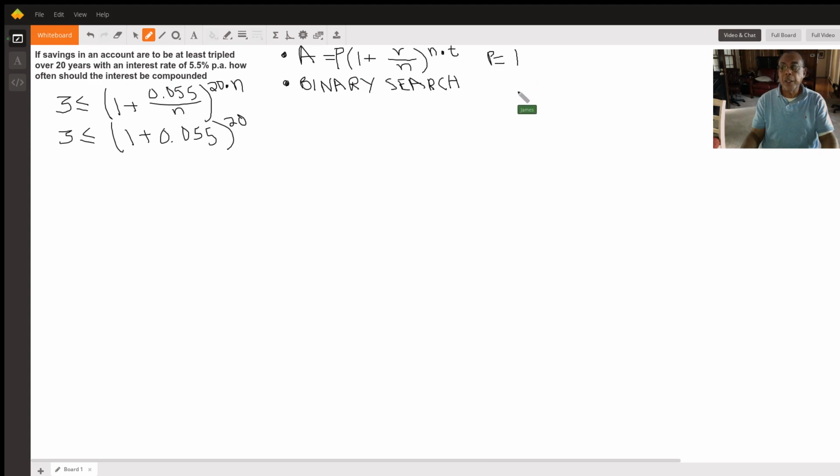No point in making anything else. We just know that we want to get 3 times that. So basically the problem we're trying to solve is that 3 is less than or equal to 1 plus 0.055 over n, to the power of the number of years times the intervals. 20 times n is the same as n times 20.